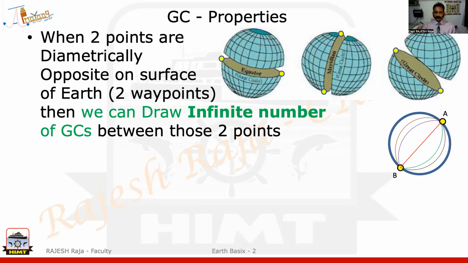I've shown you two waypoints, which are alpha and bravo, which are diametrically opposite on the sphere. Then I can draw an infinite number of great circles between these two points. That means it has to pass through these points.